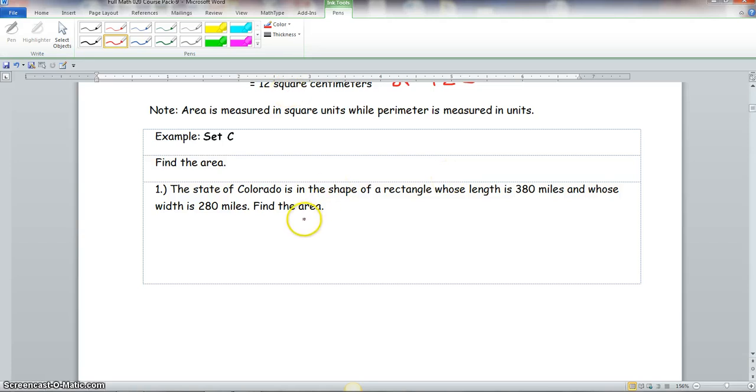Okay, now, number 1. The state of Colorado is in the shape of a rectangle whose length is 380 miles and whose width is 280 miles. Find the area. So we will put area is equal to 380 miles multiplied by 280 miles.